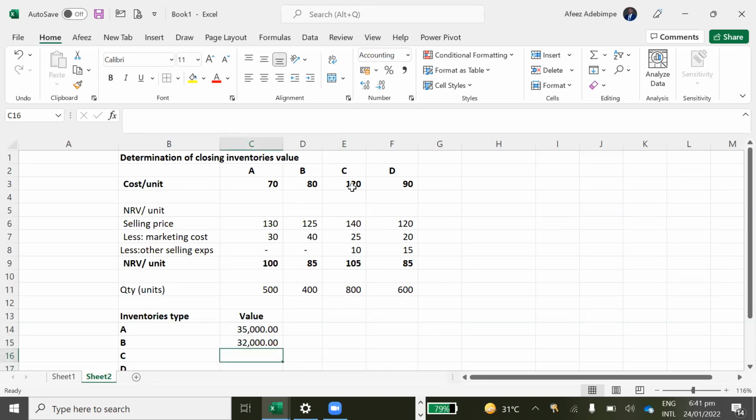For item of inventory C, the cost per unit is 120. The NRV per unit is 105. Whichever that is lower is what we are picking, right? 120 is bigger than 105. So NRV is the lower. Then to get the value, I will say NRV times quantity.